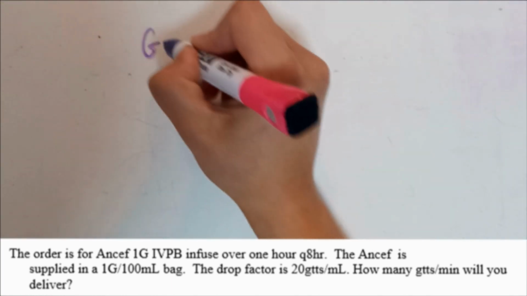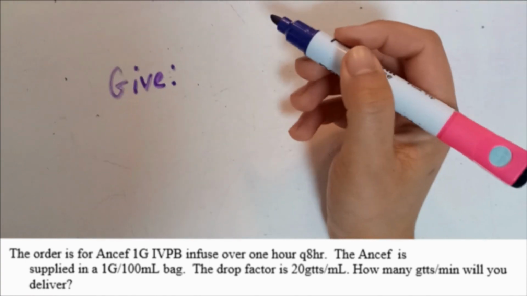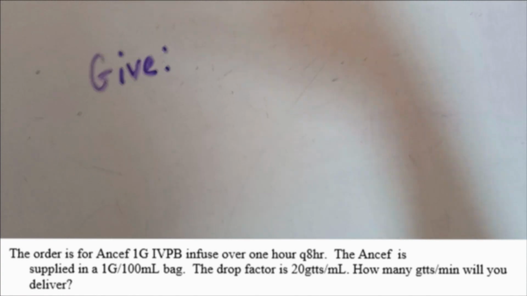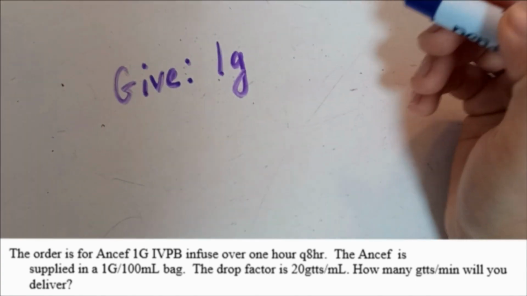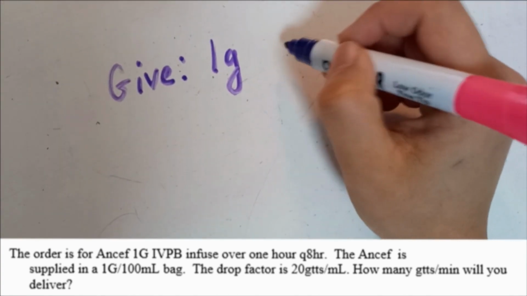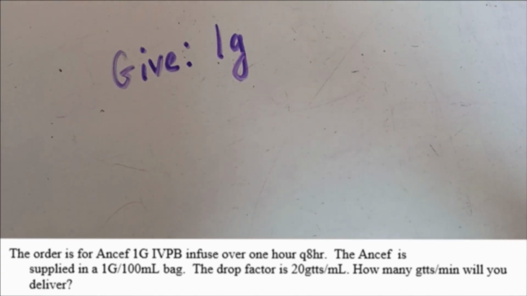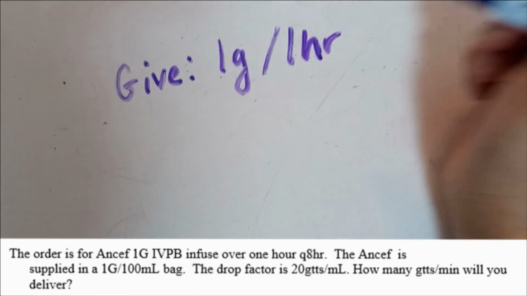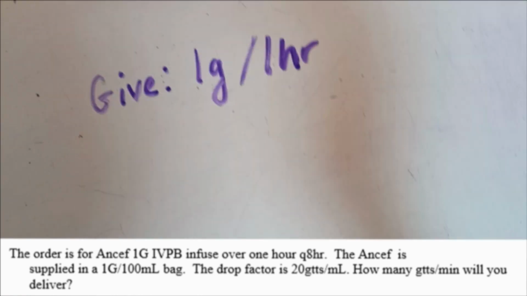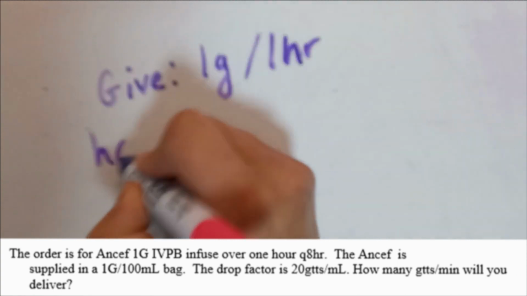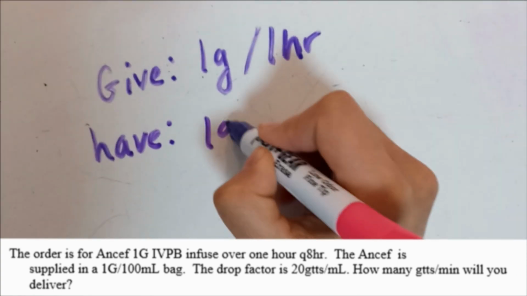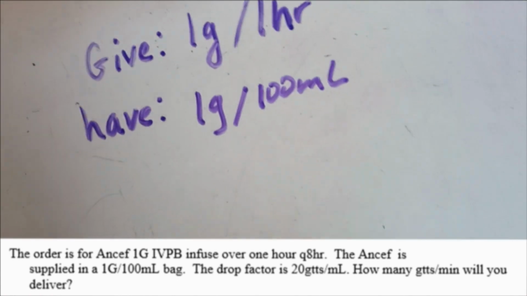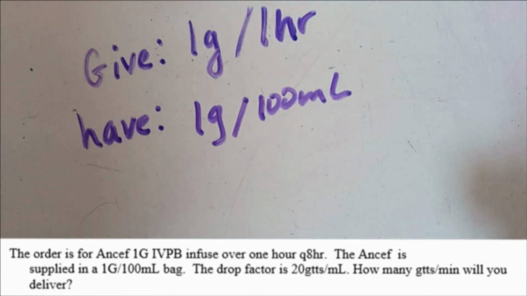So first I'm going to put what I have to give, or what was ordered. Okay, so we had an order, 1 gram over 1 hour every 8 hours. Here, every 8 hours is not important. And then we have 1 gram in 100 milliliters. So here they're nice, they made the values match, otherwise you would have had to convert between the two.